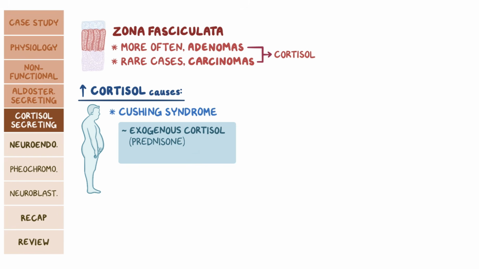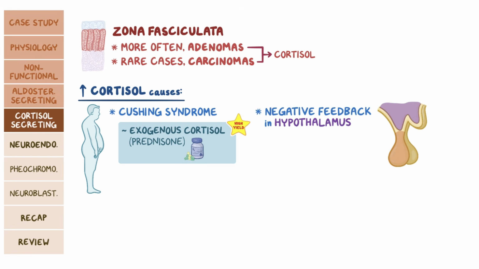like prednisone, over a long period of time, often as a treatment for autoimmune and inflammatory conditions, like rheumatoid arthritis or poorly controlled asthma. Whatever the cause, high cortisol levels trigger the negative feedback in the hypothalamus, which suppresses corticotropin-releasing hormone, or CRH, production. This suppresses adrenocorticotropic hormone, or ACTH, production by the pituitary.